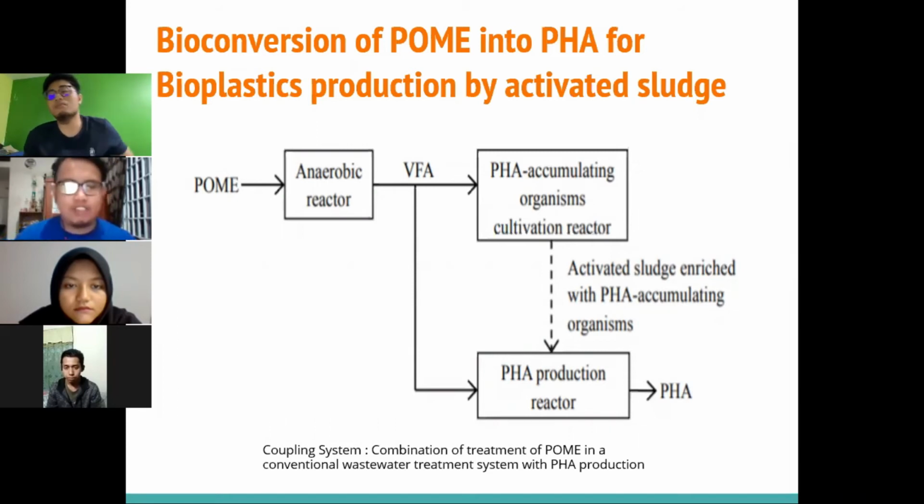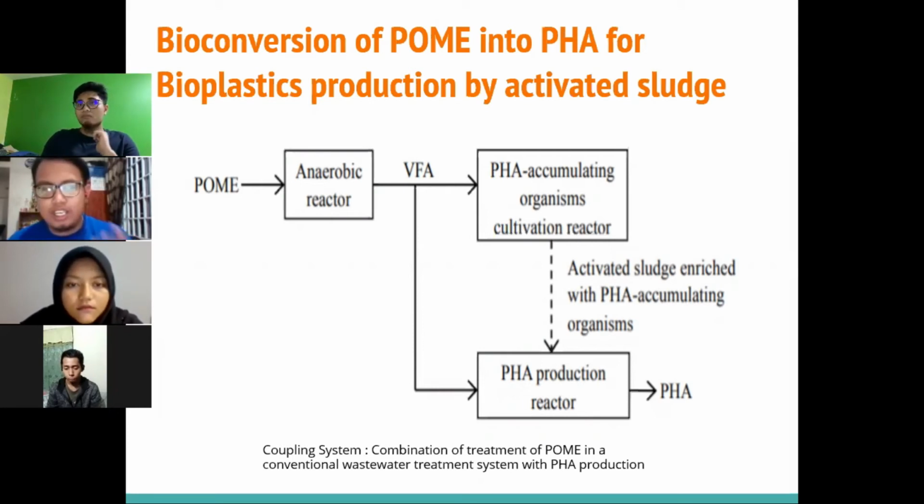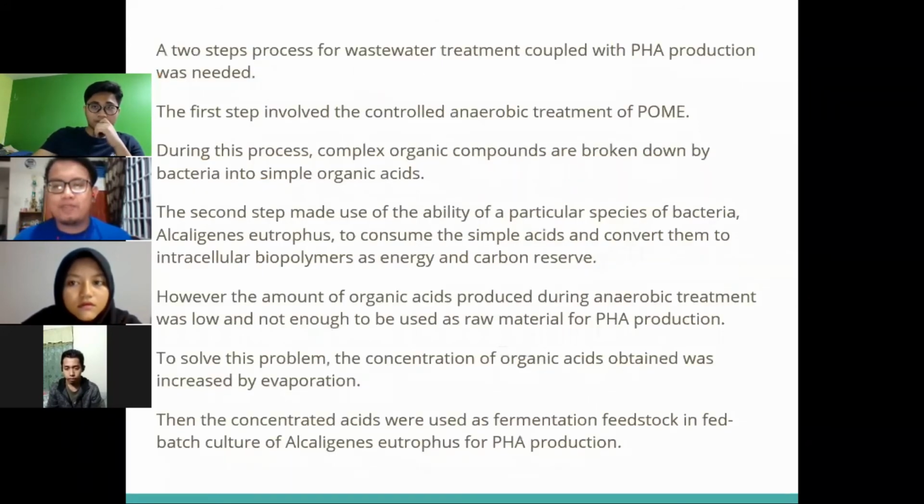Basically, it's a very long process, but what I can simplify is that from POME, it goes through an anaerobic reactor to produce volatile fatty acids, and then we add bacteria to produce PHA, and PHA is the raw material for bioplastic. All right. The next slide is just basically my script. All right, so I'm done with it.